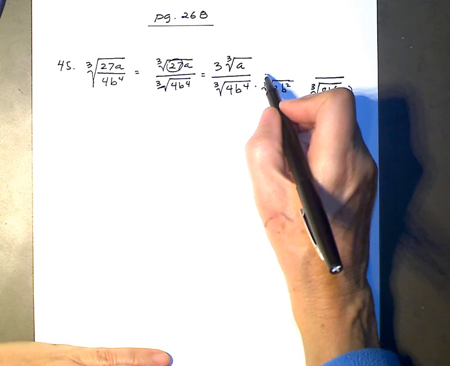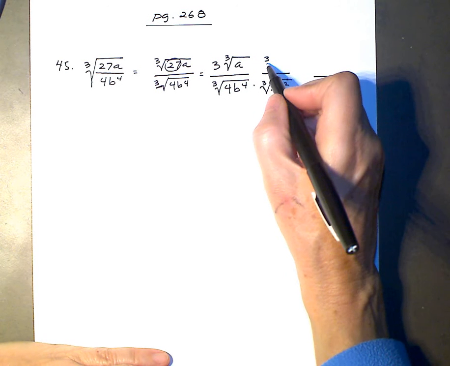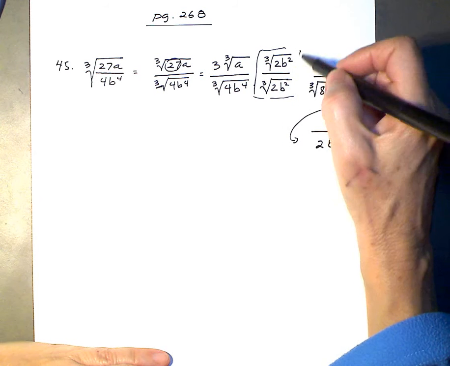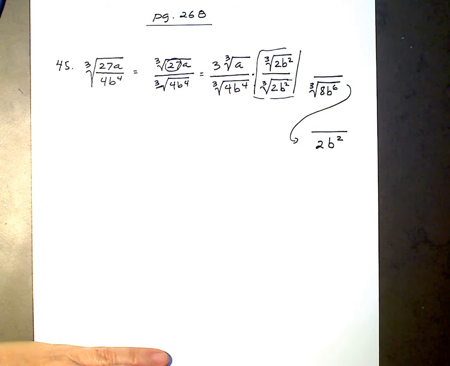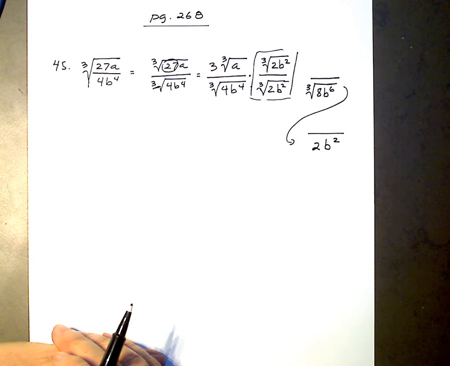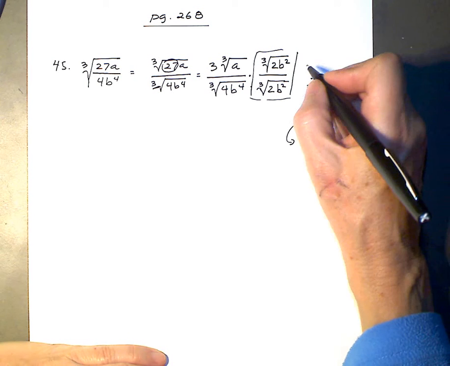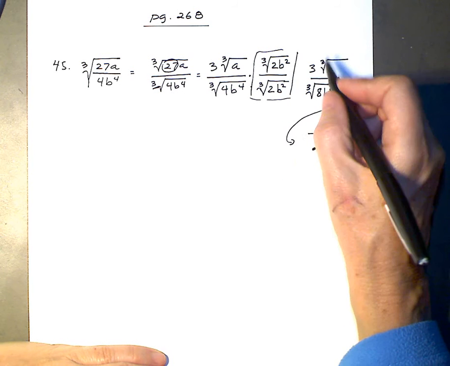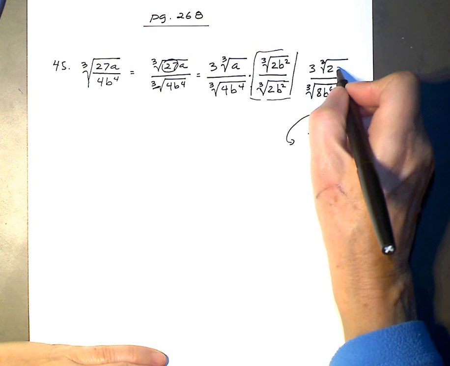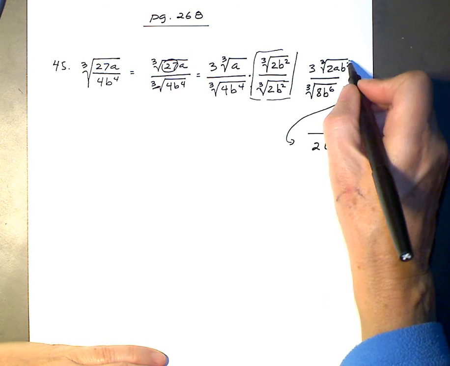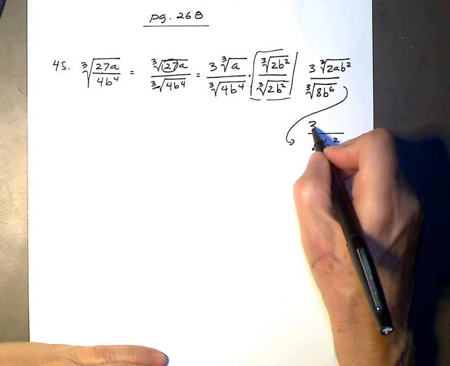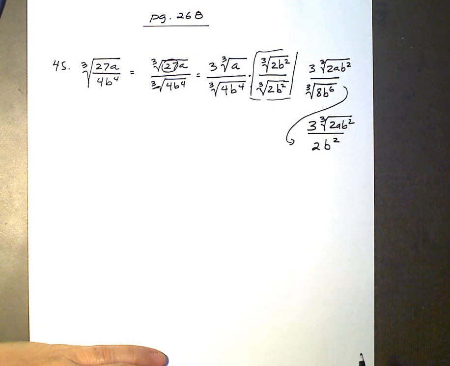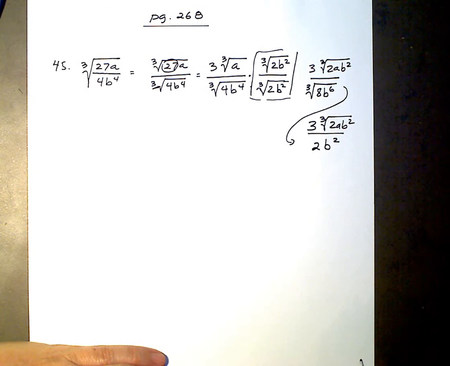So I need to do the same thing in the numerator, so that this is just a big fat 1 that I'm multiplying by. So I don't change its value, only its appearance. So my numerator now is 3 times the cubic root of, let's go with 2 times a times b squared. So again, 3 times the cubic root of 2ab squared all over 2b squared. And that would be my final answer.